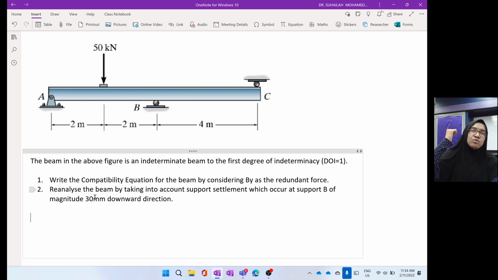So what we need to do is we have to determine 1 redundant using compatibility equation. Okay, so what is inside the compatibility equation? Compatibility equation is actually based on displacement. Displacement in primary beam, displacement in redundant beam. Okay, in the displacement formula, what should we have?